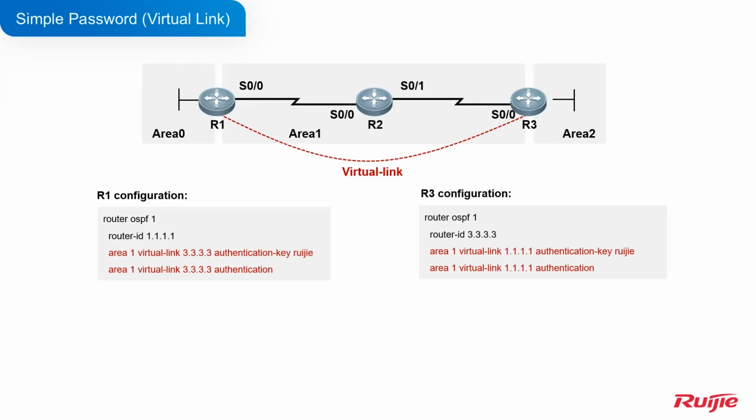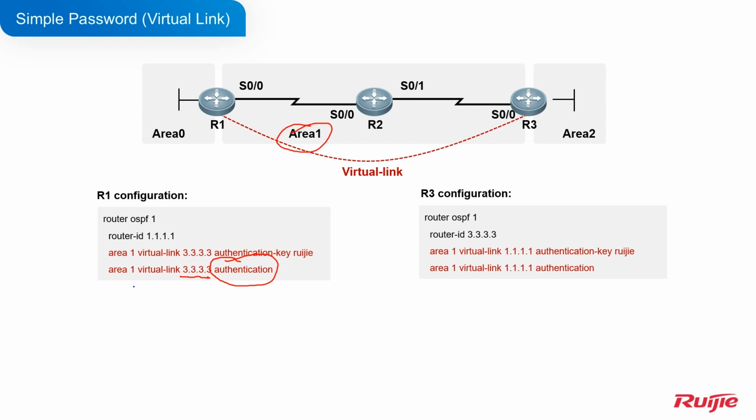Except for this, we also introduce another situation, which is the virtual link. Here we can see on R1 and R3, we build the virtual link between each other, and the virtual link belongs to area 1. First we have to set the authentication. Here we enter the OSPF process, and then we use area 1 virtual-link 3.3.3.3. It means R3 is the virtual link remote router for R1, and we enable the authentication function for the virtual link.